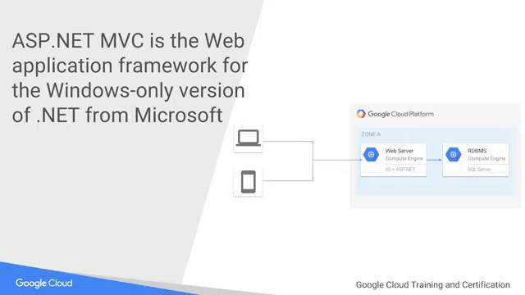ASP.NET MVC makes use of a widely used application architecture called Model View Controller. This architecture is frequently used when writing web applications. It allows for a clean separation of concerns between modeling, manipulating, and displaying data.